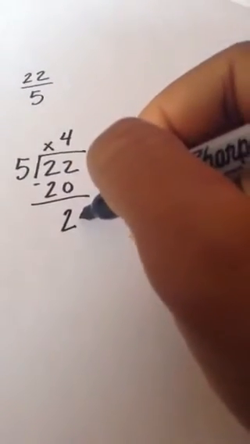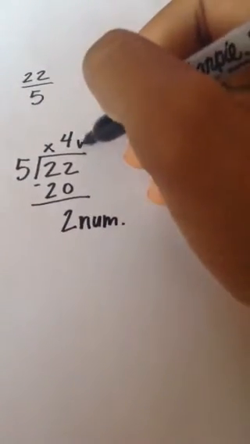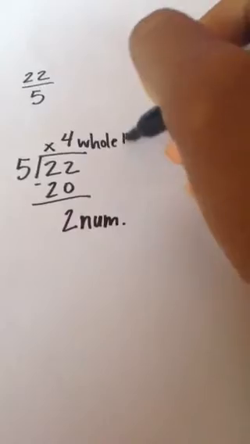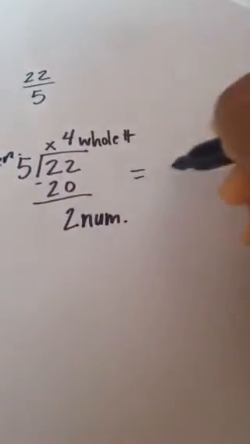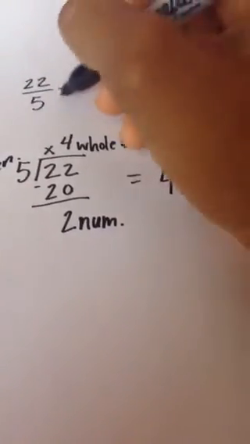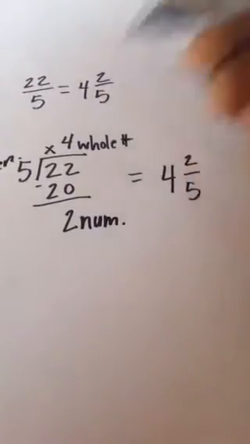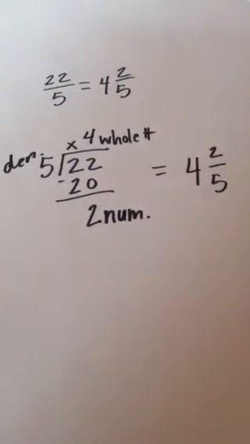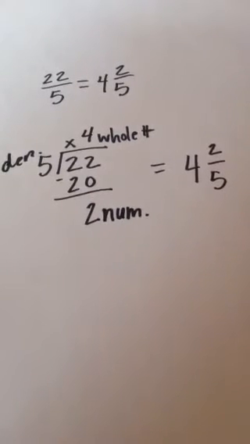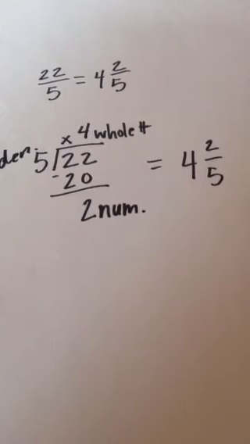So that's your numerator. This is your whole number. And this is your denominator. So then that equals 4 and 2/5. So you come up here, 22/5 is the same as 4 and 2/5. So that's how you change from improper to a mixed using pulling out the wholes, a picture, and division.